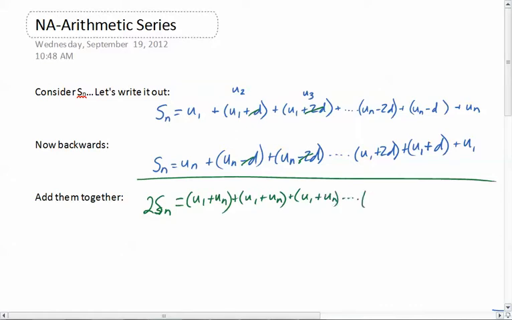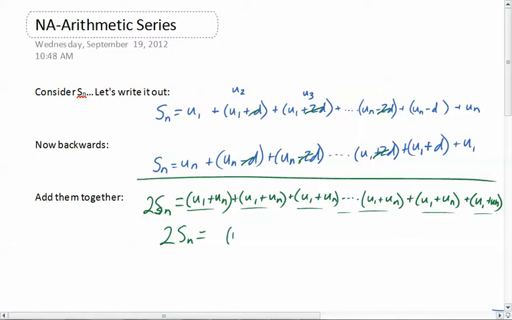And it's going to go on and on. When you get to the other end, you'll notice again they cancel out, and I'm left with u1 plus un. And it happens again, over and over, as many terms as there are. So essentially 2Sn is equal to 1, 2, 3, 4, 5, 6, all the way up to n number of u1 plus un. So I can write that as n times u1 plus un, right? So if there were 6, it would be 6 times u1 plus un.